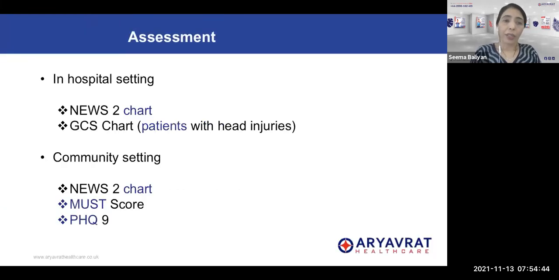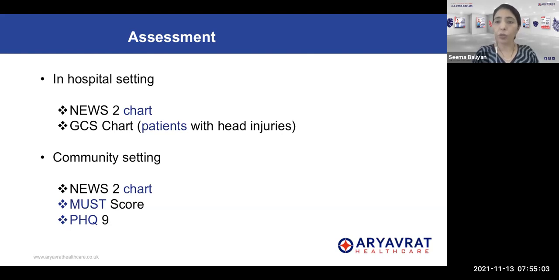So for the assessment, as I had already told you, in the hospital setting you can get either a NEWS chart or a GCS. GCS is more for patients with head injuries or any neurological problems. And in the community setting, you will need to complete a NEWS chart. And along with it, there might be either a MUST scenario or a PHQ-9 scenario.